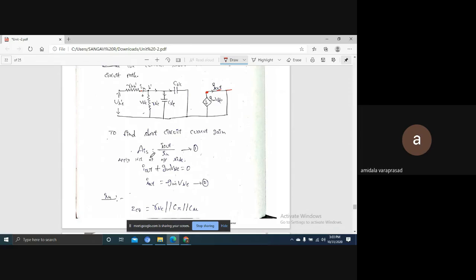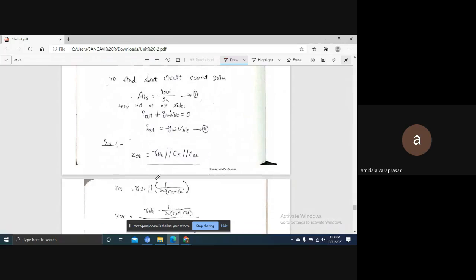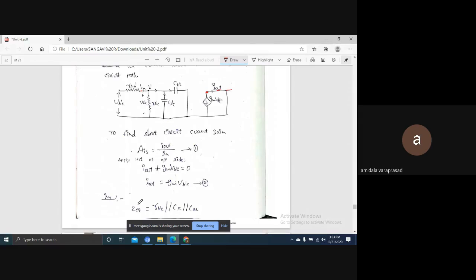Now, I in I need to find, because short circuit current gain AIS is equal to output current by input current. The output current we found. Now for the input current, I am taking the equivalent impedance. How am I going to take this? RB'E, C pi and C mu: these three are in parallel.